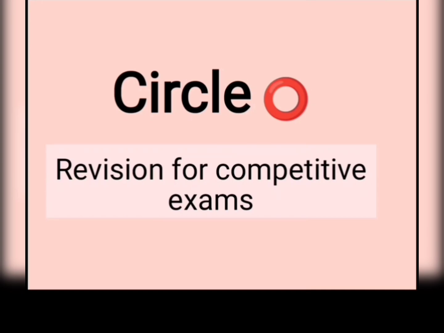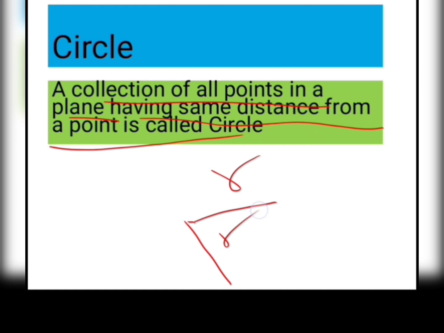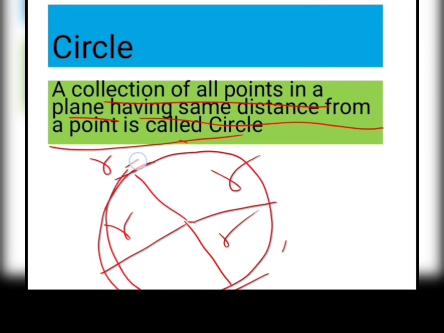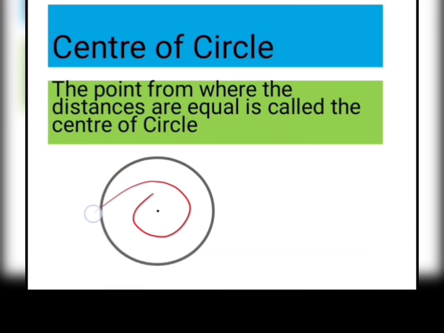Let's get started. Circle is a collection of all points in a plane having same distance from a point. Let us consider a point. If you draw few points at an equidistant from this point, let us take the distance be r, and let this distance also be r, this distance also be r. If you join all these points, it will form a circle. This point you call it as center of the circle. This is the center of circle.